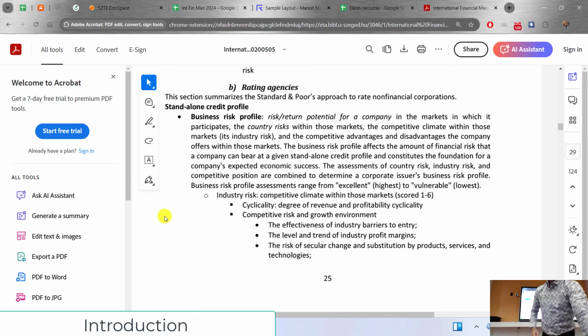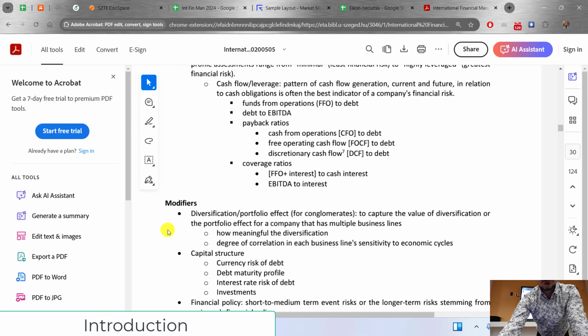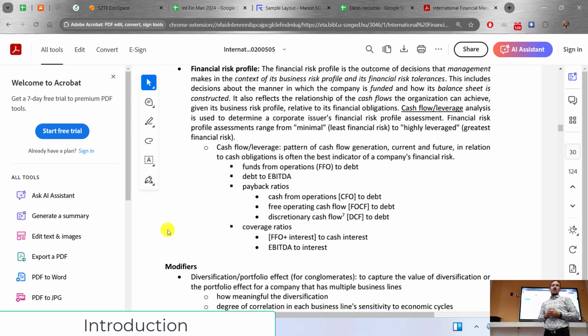So at least if you are focusing on rating agencies, then they are not focusing only on the external environment, like what is happening within the industry, within the country and with our competition, but also they are focusing on issues at the level of the company. So they are focusing on the financial risk profile. And unfortunately, if we would like to make our own prediction about the probability of default, then we can do an analysis only for this part.